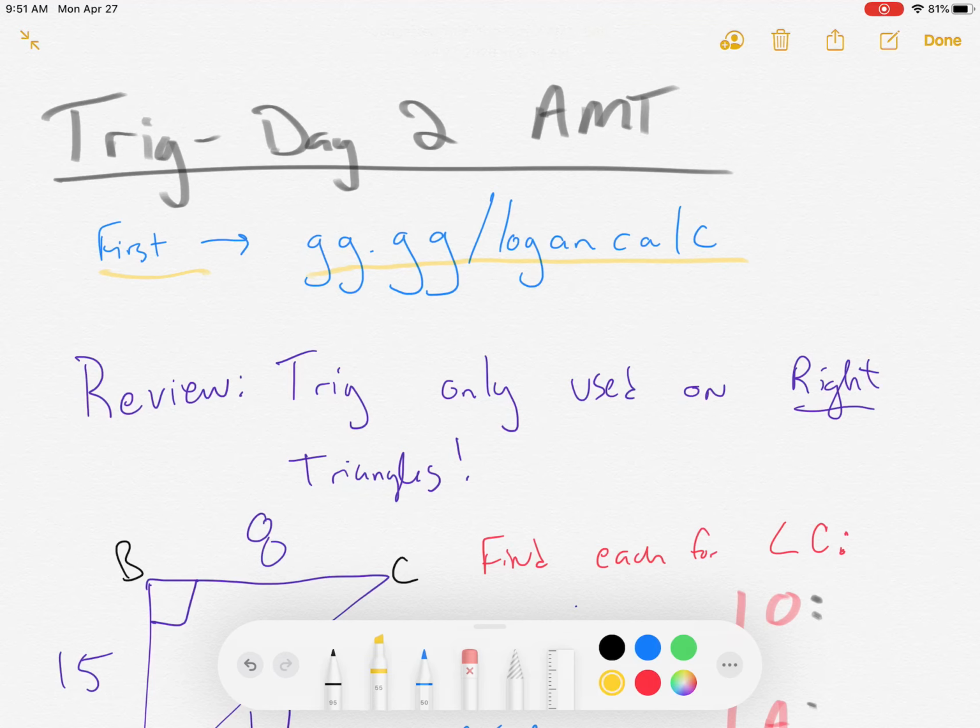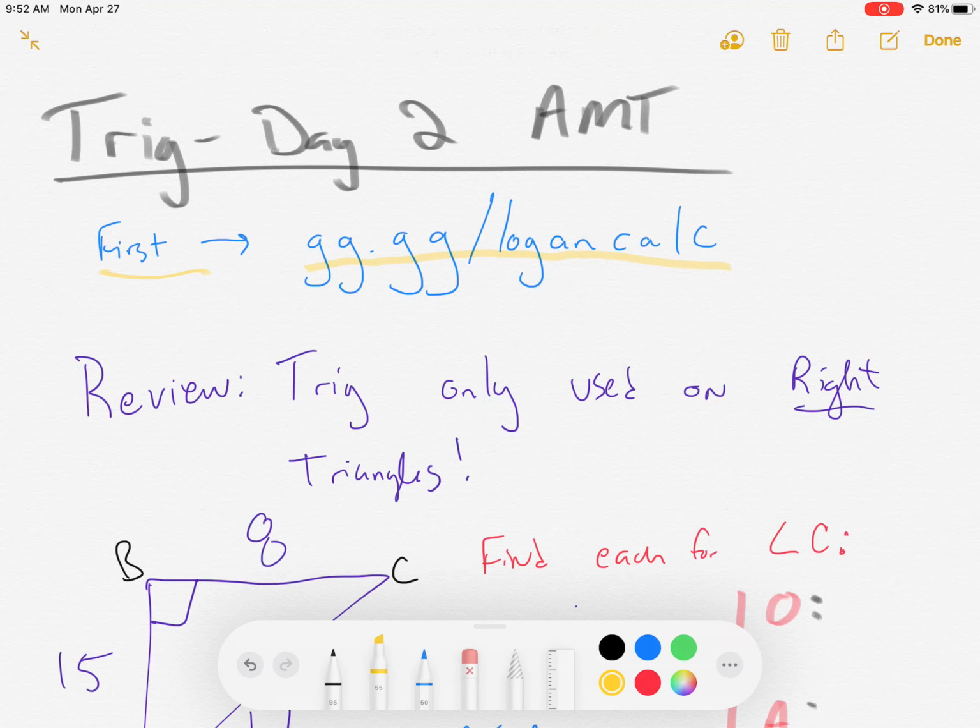Okay, first of all, you are going to need to have this link open. So you're going to go to your browser, Google Chrome or Safari or Firefox, whatever you use, and type in the address bar, like you type in a normal website, gg.gg/LoganCalc. When you do that, a calculator should come up on your screen.